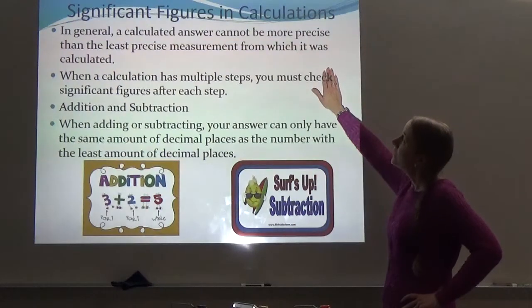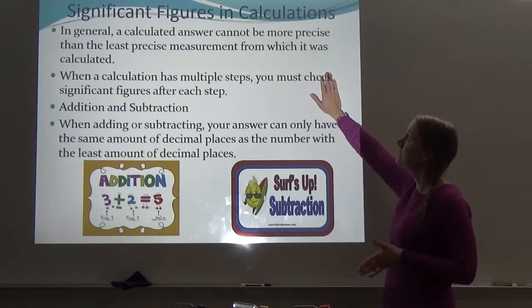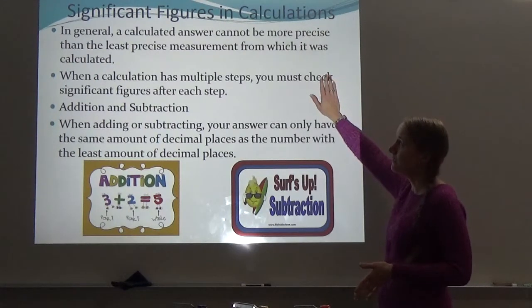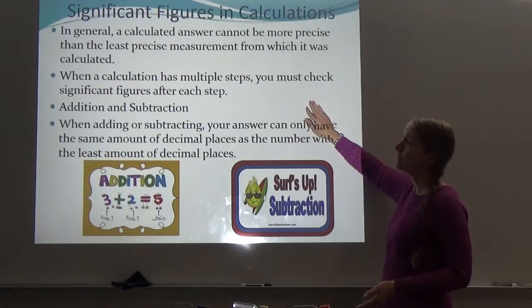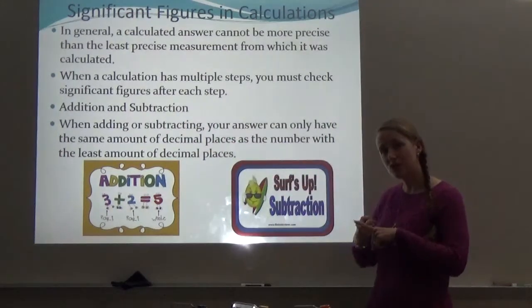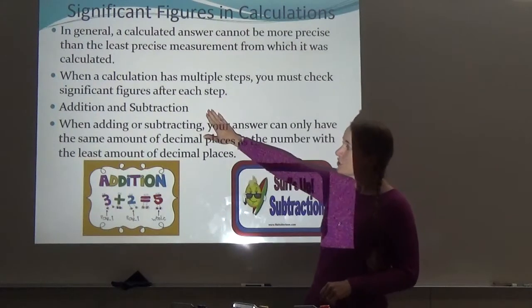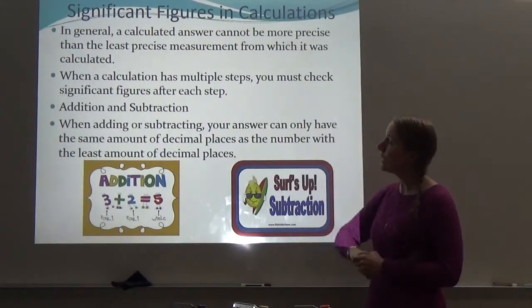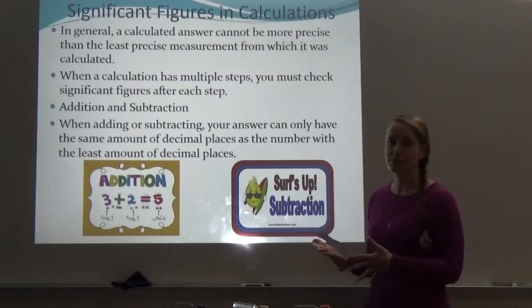So in general, a calculated answer cannot be more precise than the least precise measurement from which it was calculated. When a calculation has multiple steps, you must check significant figures after each step. So we're going to talk about how you do significant figures for addition and subtraction versus how you do it for multiplication and division. So for addition and subtraction, when adding or subtracting, your answer can only have the same amount of decimal places as the number with the least amount of decimal places.